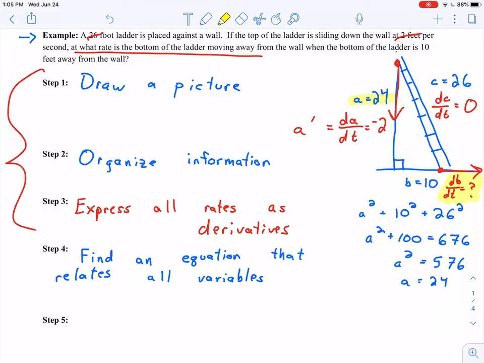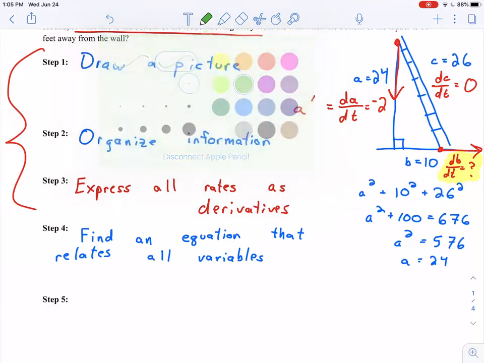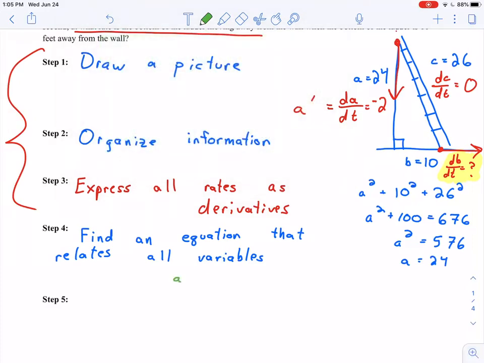And actually, we've already used the one that I have in mind. If I have a right triangle, I have the sides. I'm thinking about a squared plus b squared equals c squared. So that is the equation that comes to mind for me. Sometimes this equation will be given to you. Sometimes you'll have to come up with it on your own.